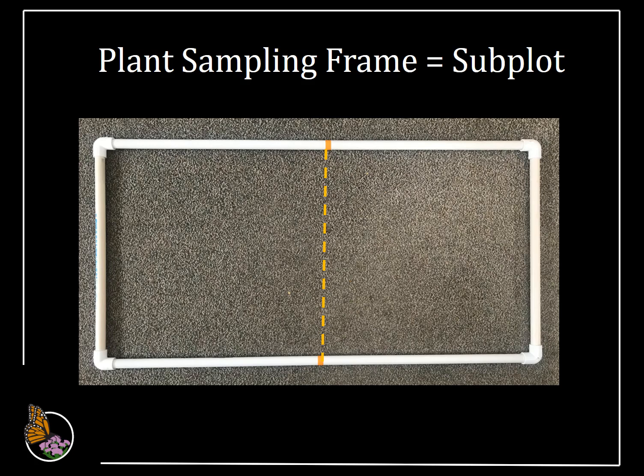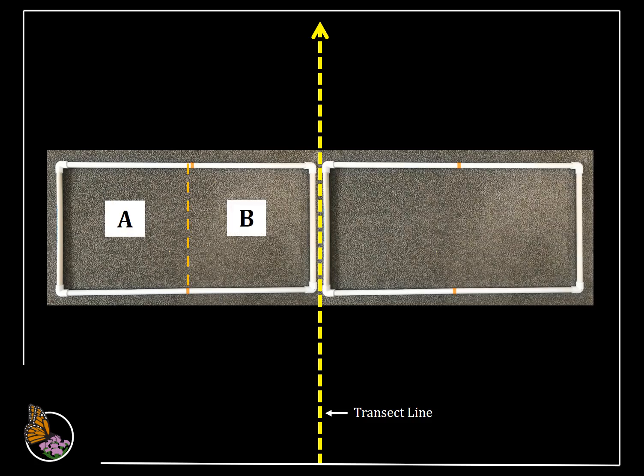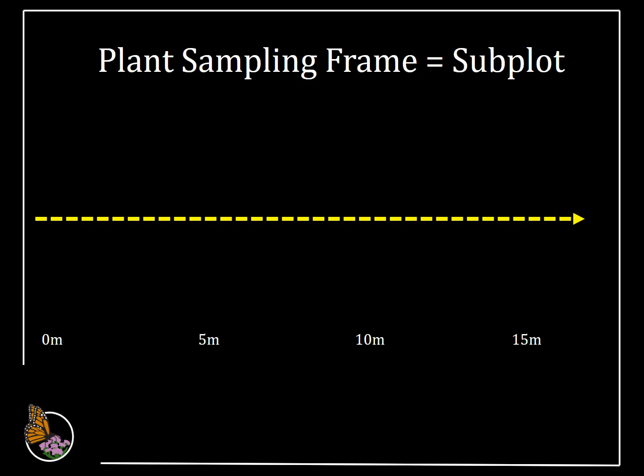The subplot is divided into 3 visual sections. We use brightly colored tape to mark the midsection of the plant sampling frame, as you can see in orange here. This divides the plot into 2 sections, A and B. The third section, C, is formed by flipping the subplot over the transect line. Here's an example of what that looks like as you sample subplots along every 5 meters on the transect.